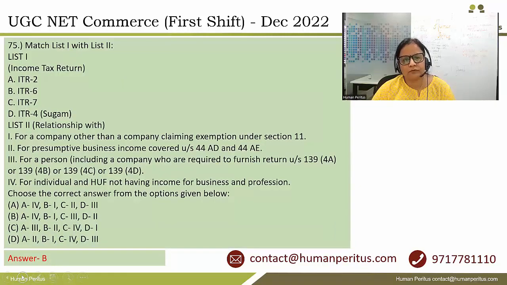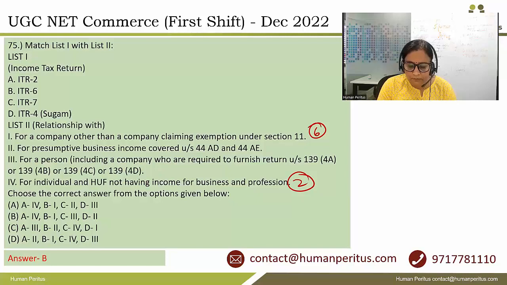So this is a very straightforward question from the Income Tax Act. ITR 2, if you look at the options, is for individual and HUF not having income from business and profession. So ITR 2 I have written, right? ITR 6 is for a company other than a company claiming exemption under section 11, and ITR 7 is for persons who are required to furnish return under section 139, and ITR 4 is basically for presumptive business incomes, right? So this is your ITR 4. Okay, so accordingly the correct option is B.